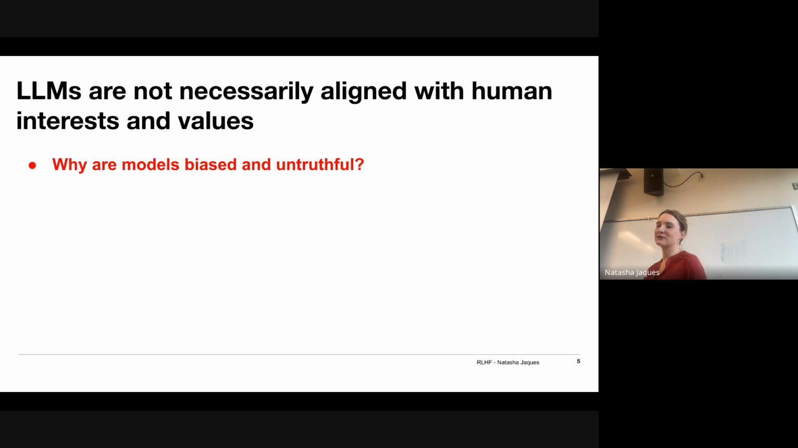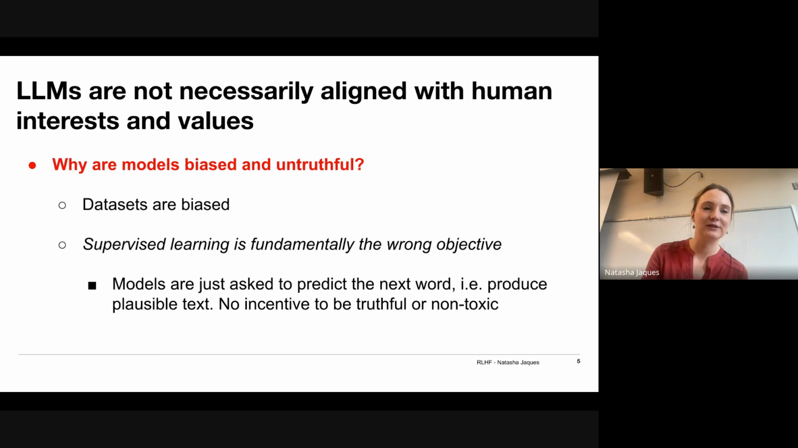That's right. So the fundamental, you kind of got to what I was going to say. Supervised learning, I would argue, is fundamentally the wrong objective for making models be truthful and unbiased. They are just trained to predict the next word or token. And so that is training them to produce plausible sounding text that looks like the data distribution. So there's no incentive to be truthful or non-toxic. That's why you get this confidently incorrect output, making up phone numbers, making up facts that don't exist. It just has to look like a plausible completion, right?